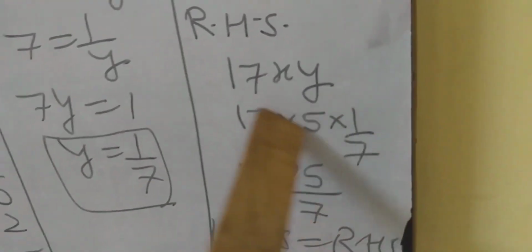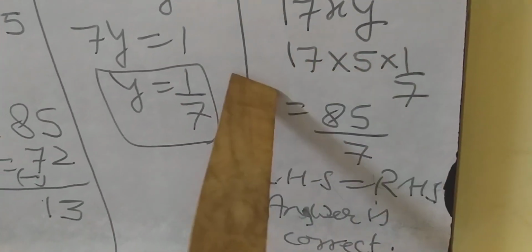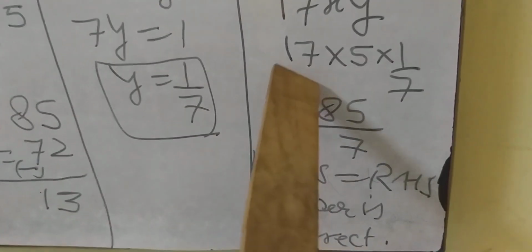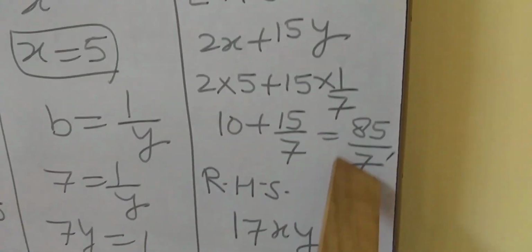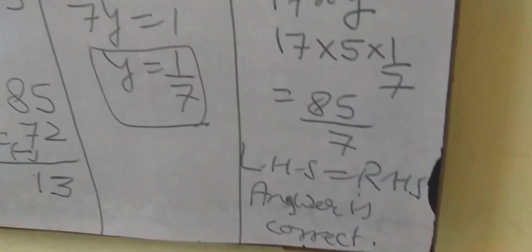Now take the RHS part, 17xy. Put the value of x and y here. 17, x value 5, y value 1 upon 7. Now do calculation, students. So it will become 85 upon 7. Both are equal, LHS and RHS value. So LHS equal to RHS. Our answer is correct.